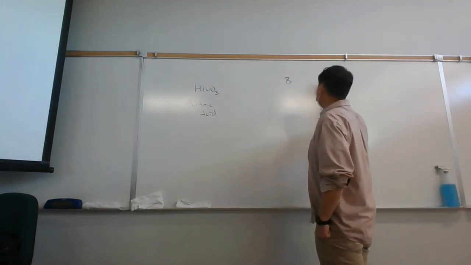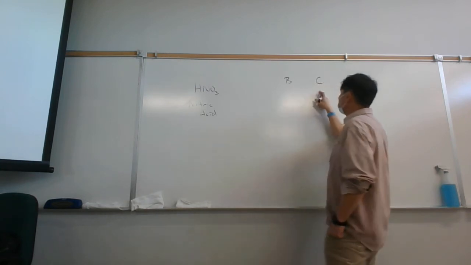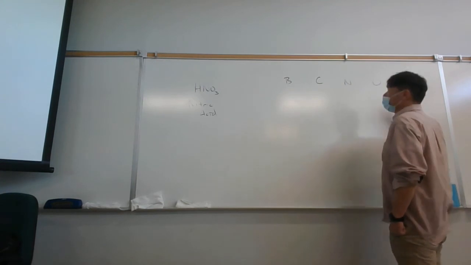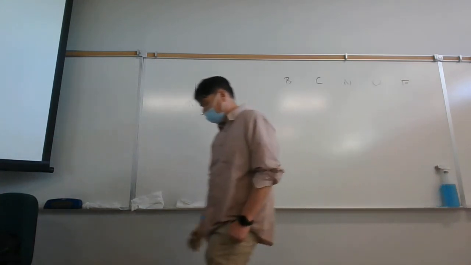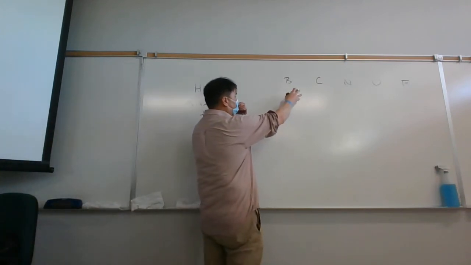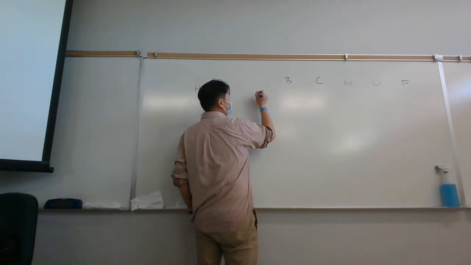let's start off. I know the second period easily. Boron, carbon, nitrogen, oxygen, fluorine. These are useful to know. But let's take a look at the ides.